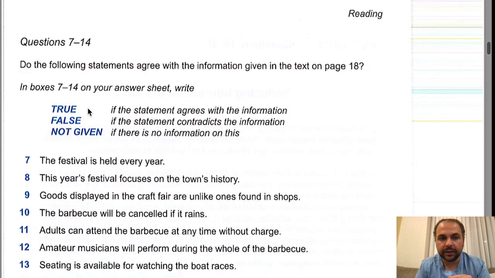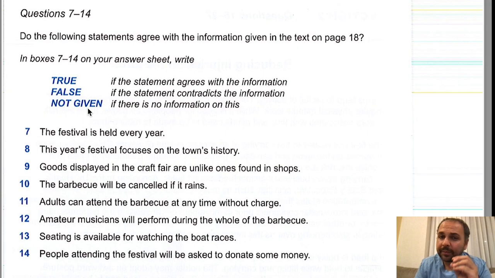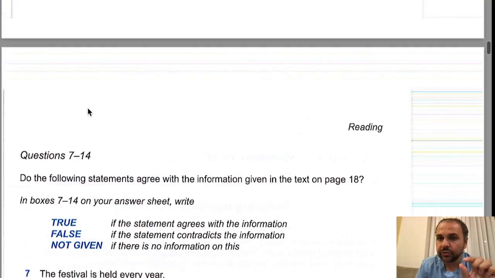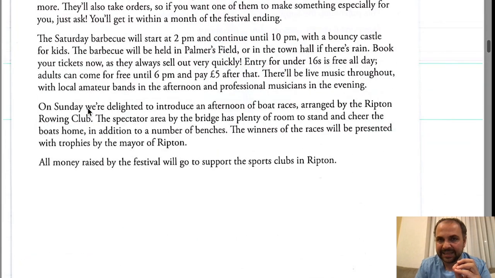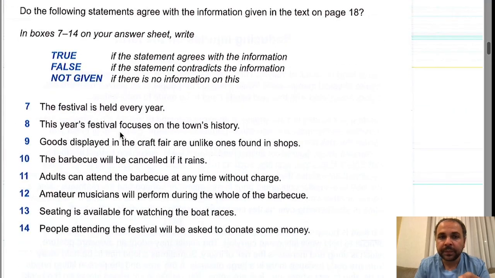So the information was false. Next one, number 12. Amateur musicians will perform during the whole of the barbecue. So, musicians, whether they are professionals or amateurs, let's see. The text says that there will be live music throughout with local amateur bands in the afternoon, and professional musicians. So, no, the musicians are professionals. So, the information is false.